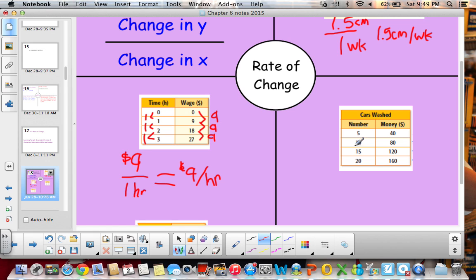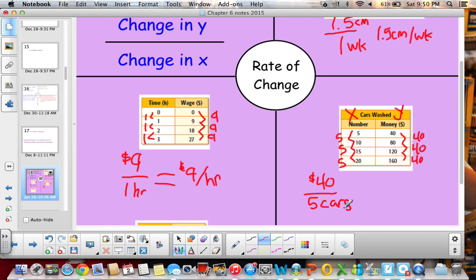Cars washed, so the number of cars washed and the money. Again, we have x and we have y, the money made. This time we're going up by 40. And as you can already see, and you probably are figuring, it's the same. And then this time our x's are increasing by 5, 5, and 5. So we take our change in y, which is 40, and then we take our change in x. So it's $40 over our change in x, which is 5 cars.